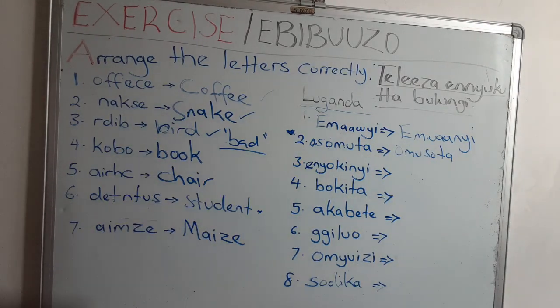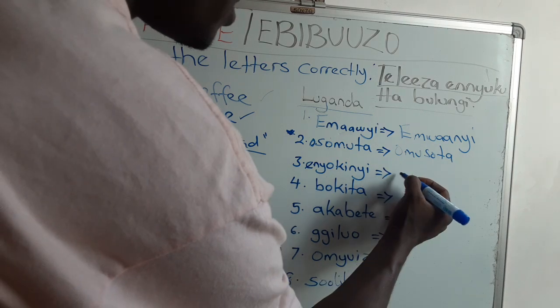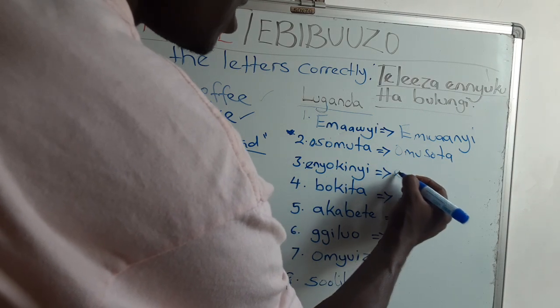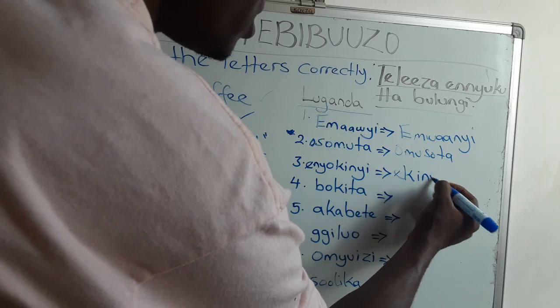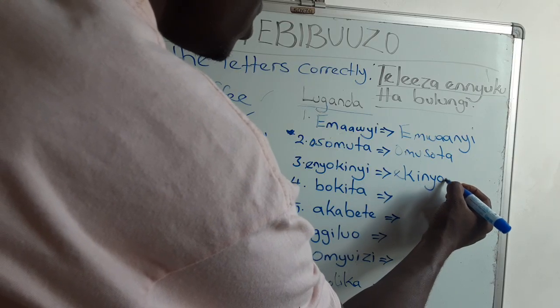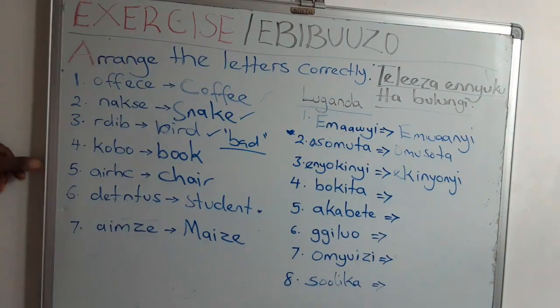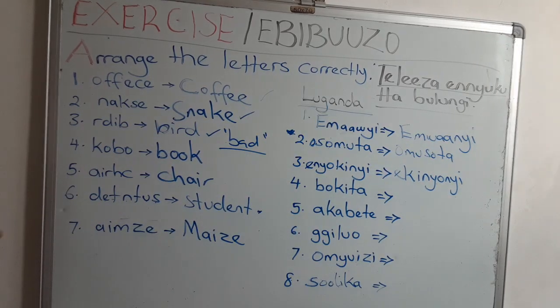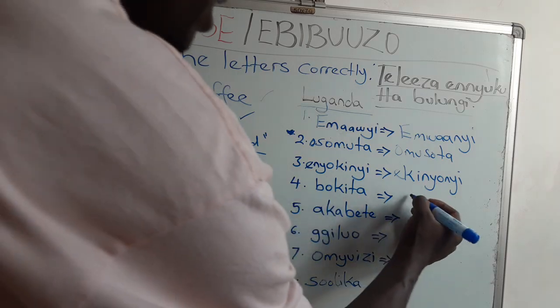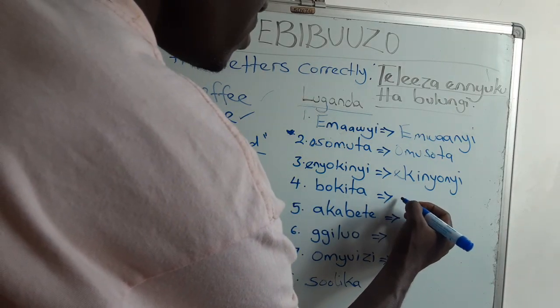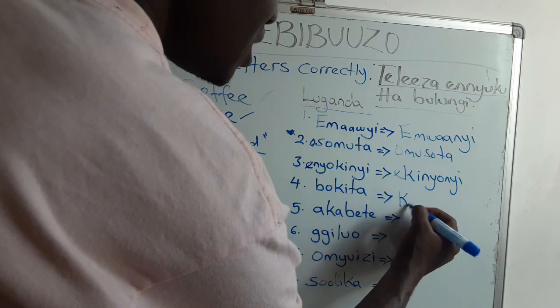Number 3, good. Ekinyonyi. Number 3 was ekinyonyi. That was number 3. Ekinyonyi. Bird. In Luganda we call it ekinyonyi. Number 4. Good. Ekitabo. Number 4 was kitabo.